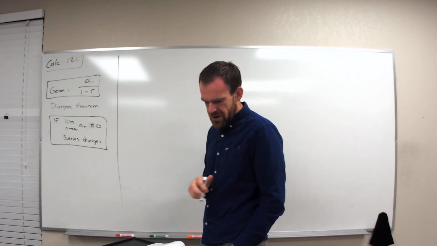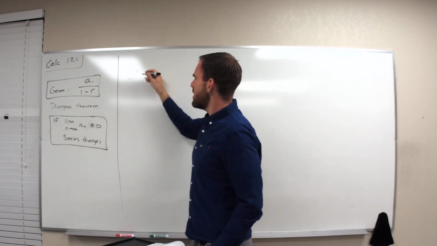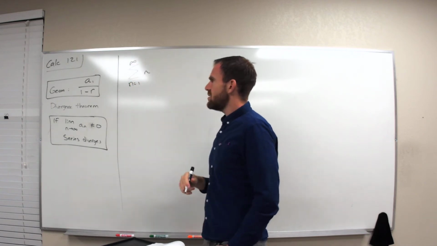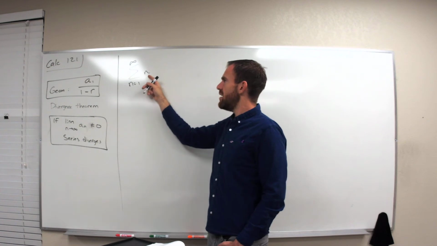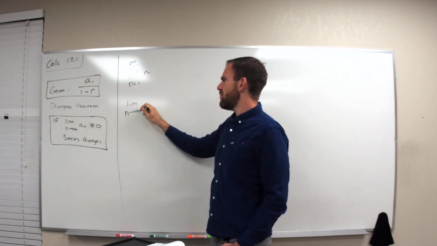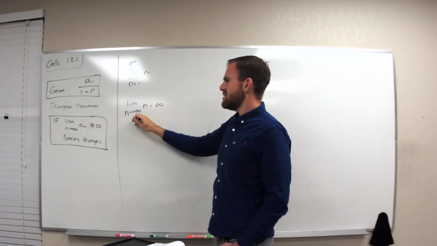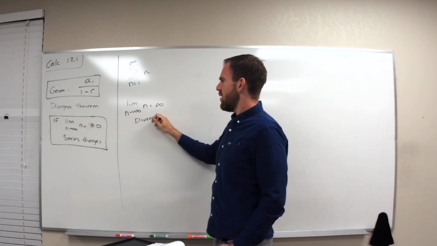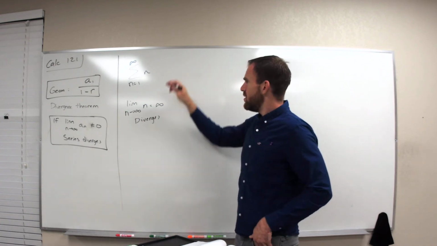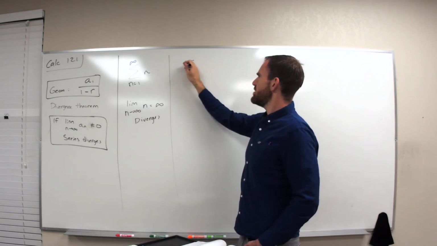So let's determine whether each of these converge or diverge. This guy, if I take the limit of an as n approaches infinity, that equals infinity. So this definitely diverges because infinity is not 0. Are we surprised? Nope.